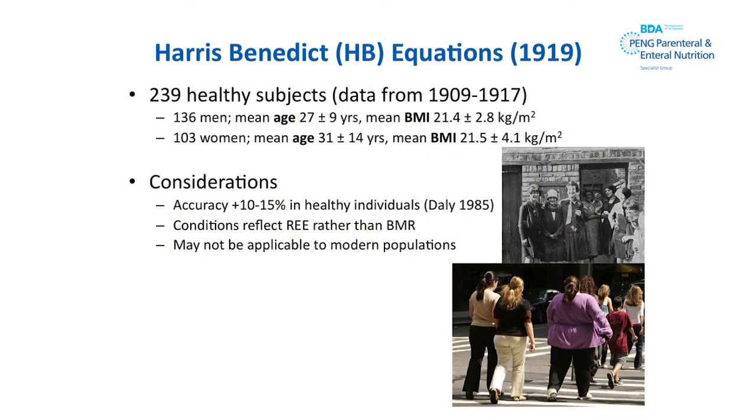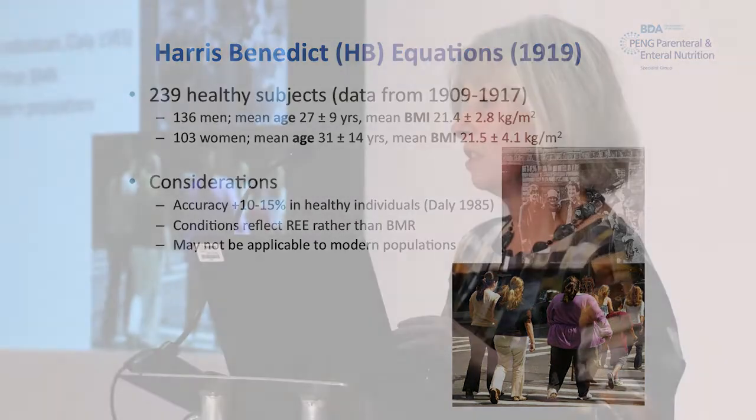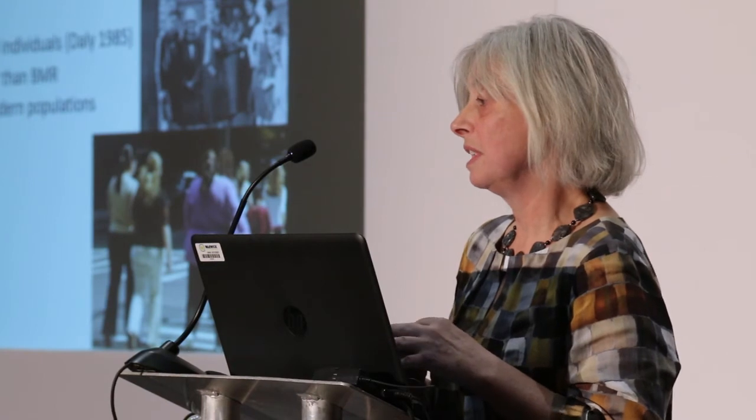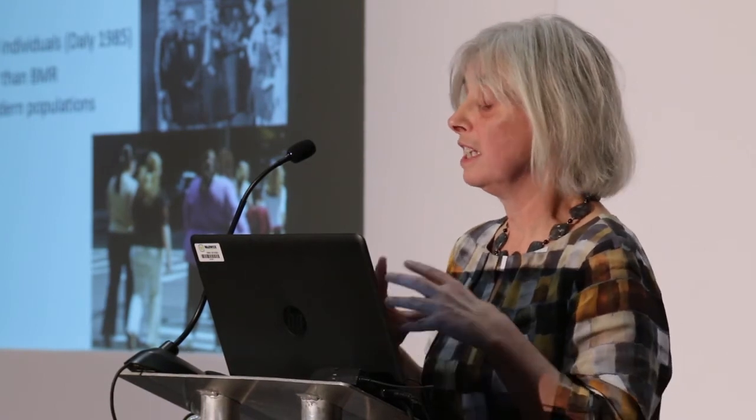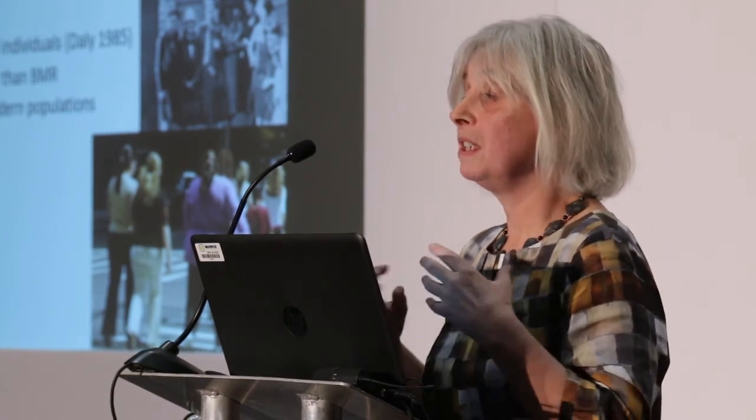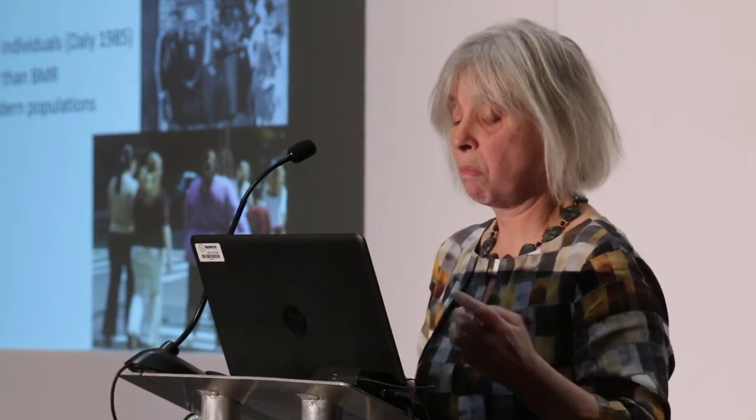Well, the data on Harris-Benedict equations were actually collected from over 100 years ago. Okay? The population was a young population. The mean age was in the late 20s to early 30s, and the mean BMI was 21.5. So they were a young, slim population, very, very unrepresentative of what we see today in the general population and what we see in the clinical setting.